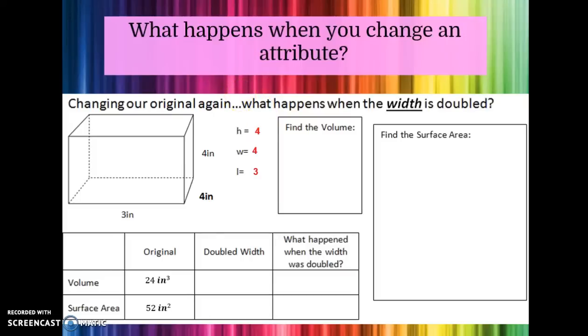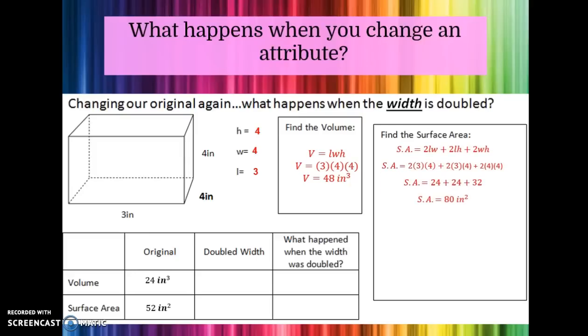Alright, now that you're back, you should have gotten the volume to be 48 inches cubed, and you should have gotten the surface area to be 80 inches. Alright, so when we doubled that width, we just fill in this information from right here, we fill it in down here. So when we doubled the width, our volume became 48 inches. Well, how did we get from 24 to 48? Well, once again, we multiply it by 2, so the volume doubled.